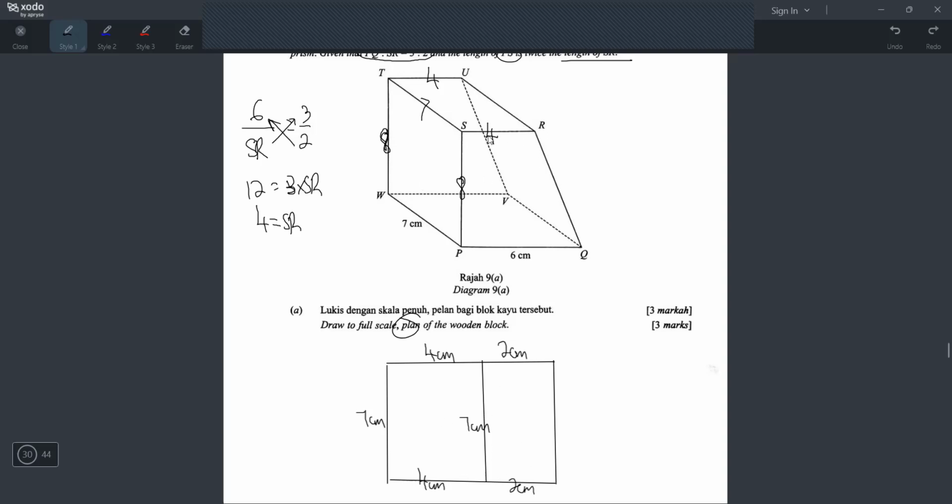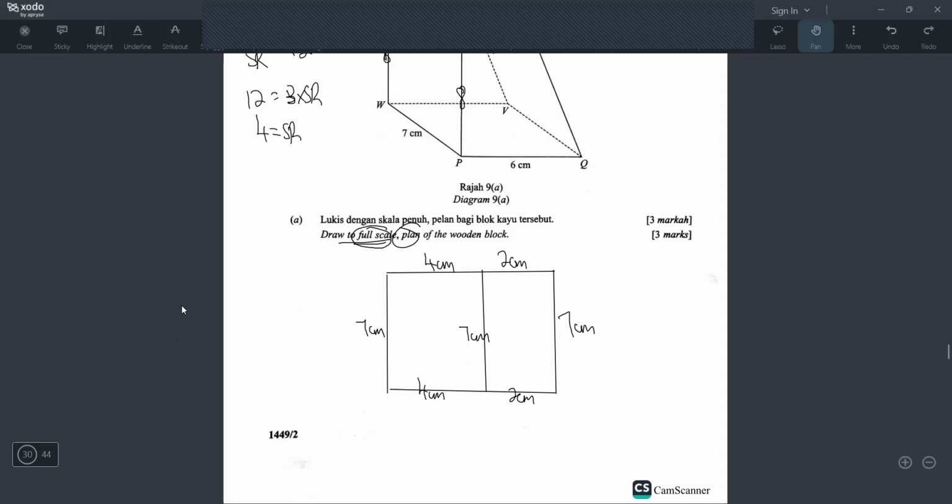And 4 cm is for this block, right? Another plane is 2 cm. And then this is 7 cm also. So this is how you do it. But make sure in the exam you really measure it exactly 4 cm, because they want you to draw to full scale. Draw to full scale means it has to be exactly 4 cm, 2 cm, right? I cannot do it here.